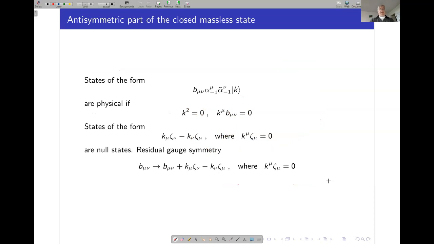Now, briefly to the antisymmetric part. I will be rather short and leave it for you to go over it and do your own thinking. So these are the conditions that we have. Null states are now antisymmetric bivectors, again with the condition that momentum and the auxiliary vector, or the second vector zeta, which forms the bivector, are orthogonal. And here are our residual gauge transformations.